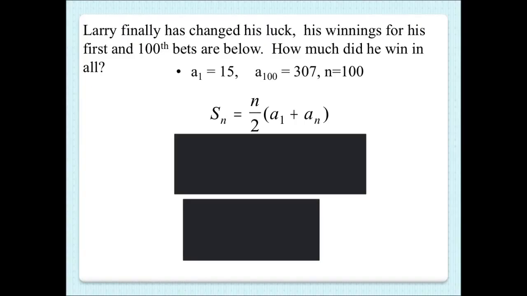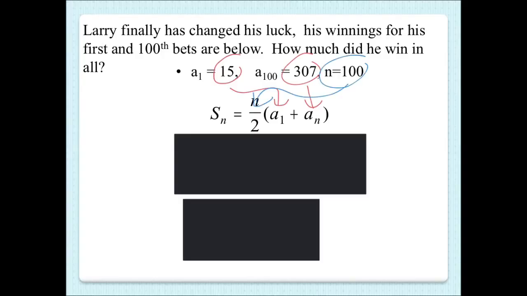For this example, we have Lucky Larry, and he's finally changed his betting luck. He's actually winning. So we have scores for his first and 100th bet. We want to know how much he won in total. Looking at the information, we know that for his first bet he won $15. For his last bet, he won $307, and then we know that he made 100 bets.